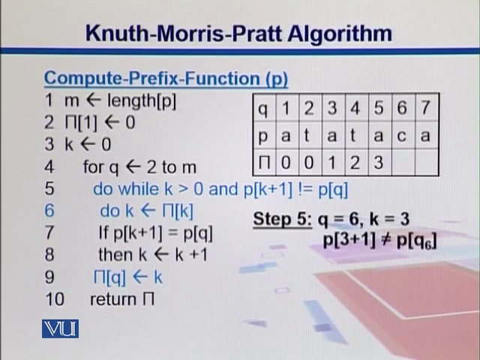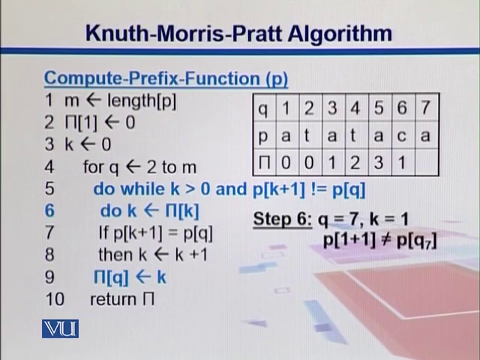So we are in line 5. While K is greater than 0? Yes, it is greater than 0. K is equal to 3. And P of K plus 1, which is P of 4, is not equal to P of Q, which is actually P of 6. So in this case, they are not equal. So what we do is, we will take the value at pi of K, and we will update the K with that. So right now, we have the value pi of 3. At position number 3, we have the value of 1. So K will be updated to 1. So we put that value, pi of 6 is equal to 1.